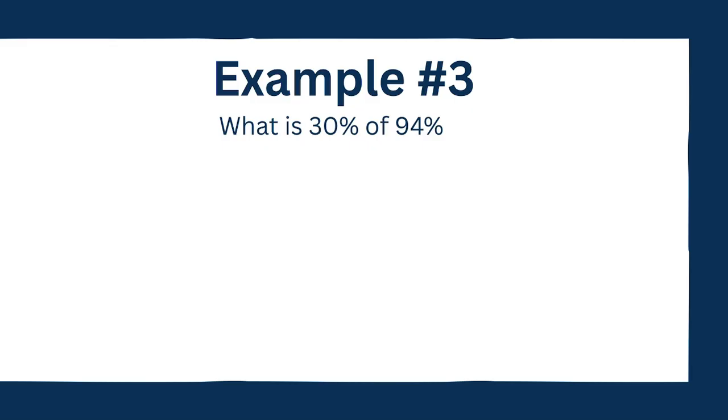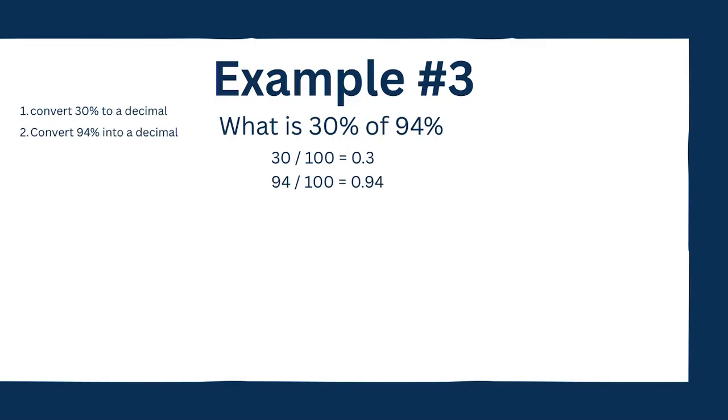Alright, so our first step will be converting to a decimal, and to do that, I can do divided by 100. So 30 divided by 100, I get 0.3. Now my second step would be to convert 94 into a decimal. So I would do 94 divided by 100, and when I do that, I get 0.94. Now, what will my third step be?